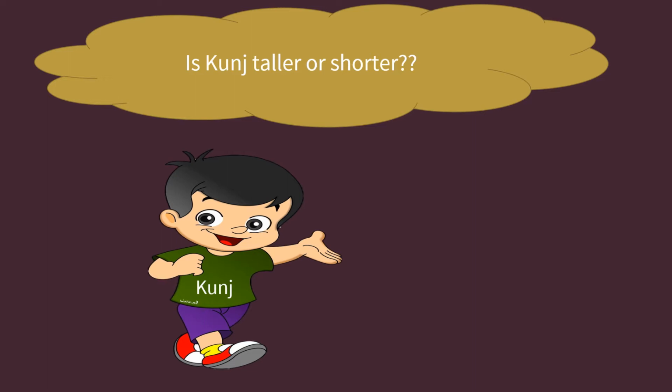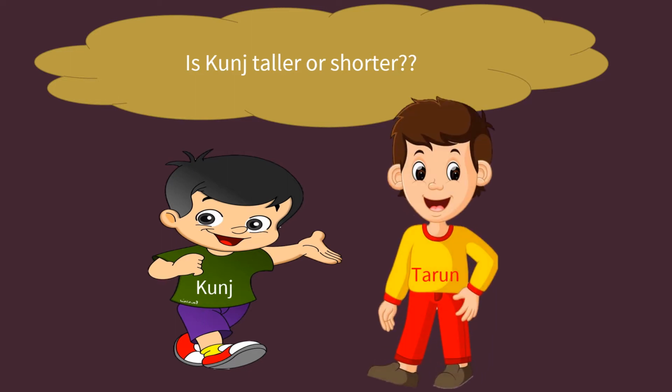If I want to compare Kunj's height, I would need one more student. Let's bring Tarun in our story. Now can you tell me who is taller? Yes, Tarun. So what do you understand? We always need at least two objects for comparison. Can I compare Kunj's height with Tarun's weight?